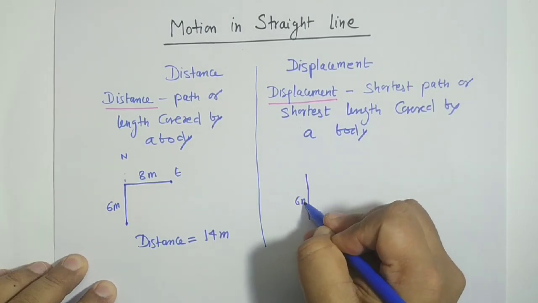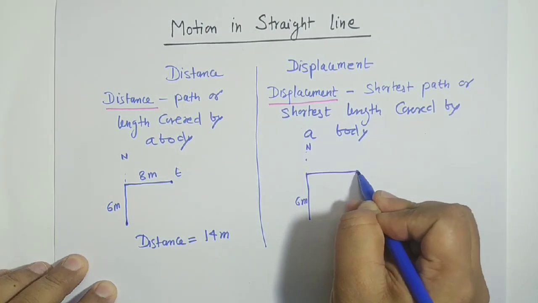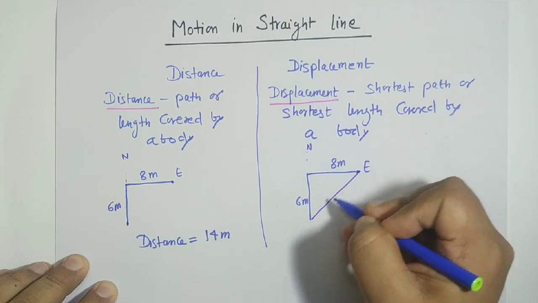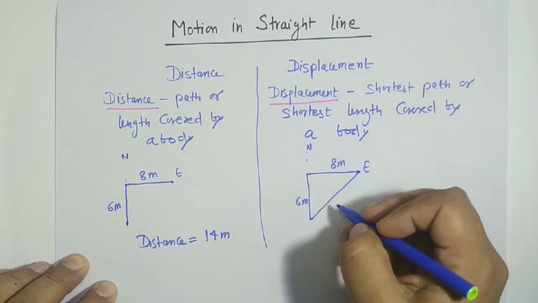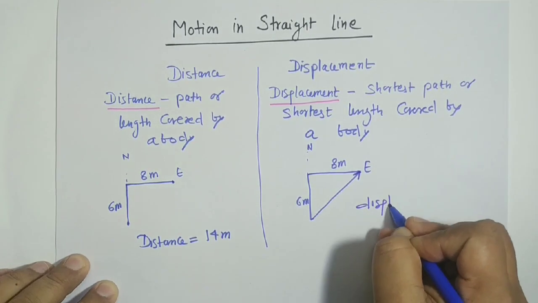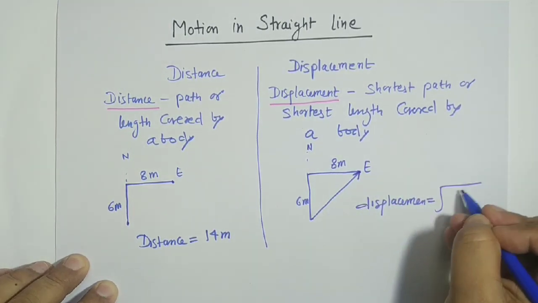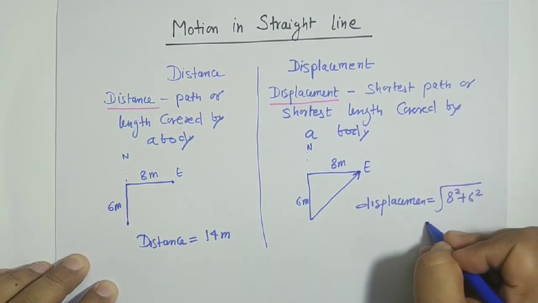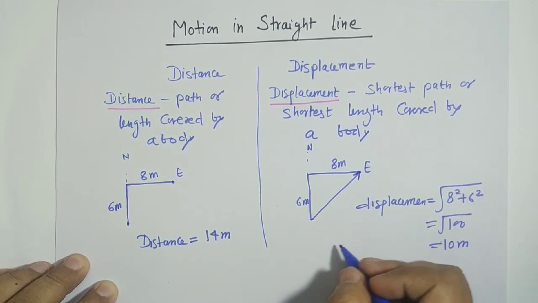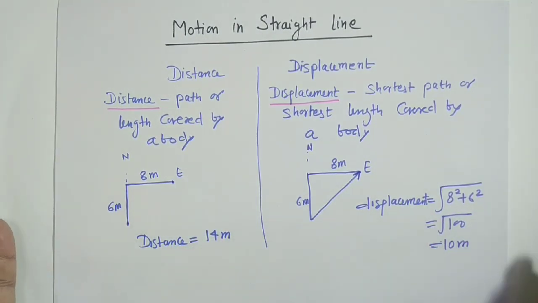But the same thing if I ask you, 6 meter north and then 8 meter due east, what is the displacement? Displacement is this. It is the shortest, so it will be root of 8 square plus 6 square. It makes root 100, and that is 10 meter. So displacement is 10 meter. This is an example between distance and displacement.